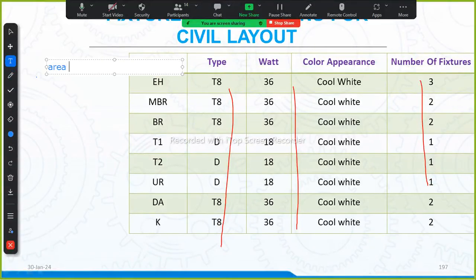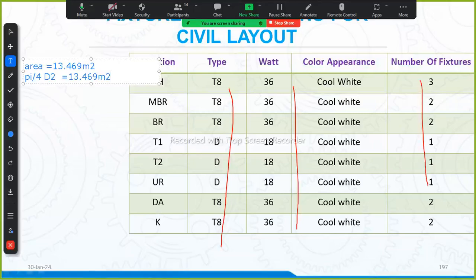So the area of one fan's coverage is 13.469 meter square. What is the formula for the area of a circle? Because the fan circulates the air in a circular pattern. So the area of the circle formula is pi by 4 d square, which is equal to the coverage area, 13.469 meter square.